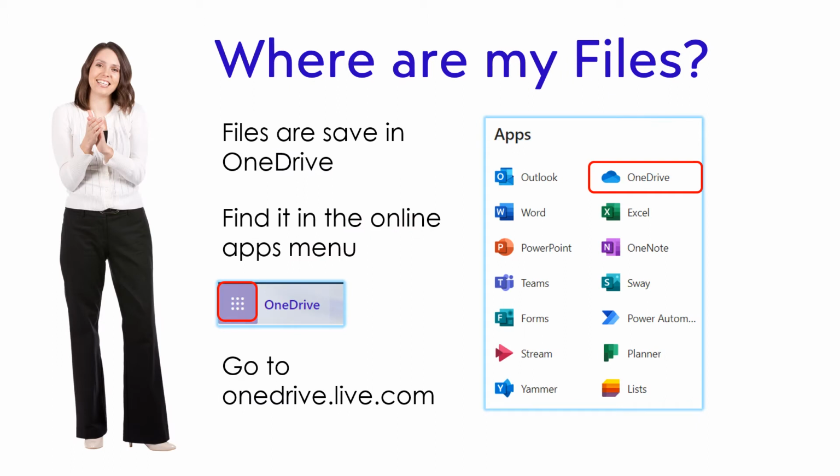Your files are automatically saved in OneDrive. You can find this by looking for it on the menu online. If you're not already in OneDrive, just search for onedrive.live.com or onedrive.microsoft.com, or just Google OneDrive and sign in.